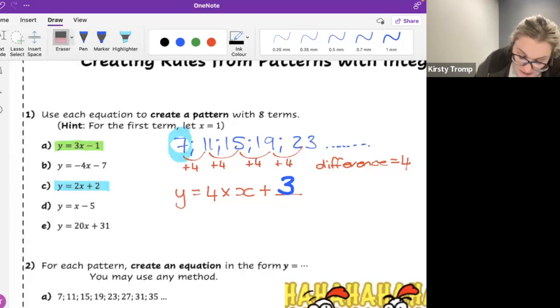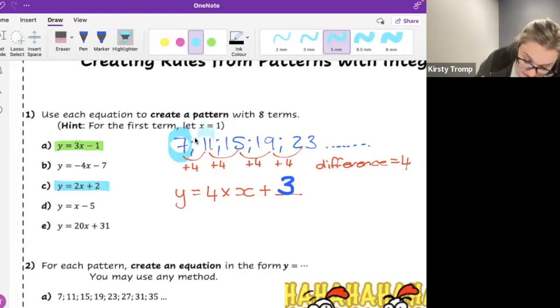So this is my second term. 4 times by 2 gives me 8. And 8 plus 3, does that give me 11? Yes, it does. What's 4 times 3? 4 times 3 gives me 12. And 12 plus 3, does it give me 15? Yes, it does. What about 4 times 4? 4 times 4 is 16. And 16 plus 3, does that give me 19? Yes, it does.